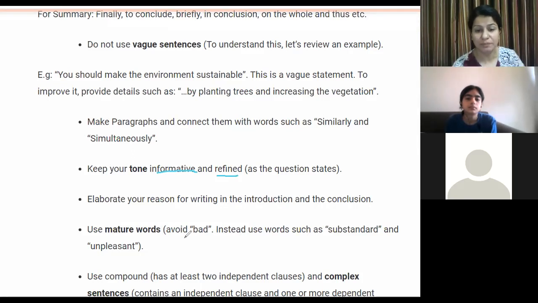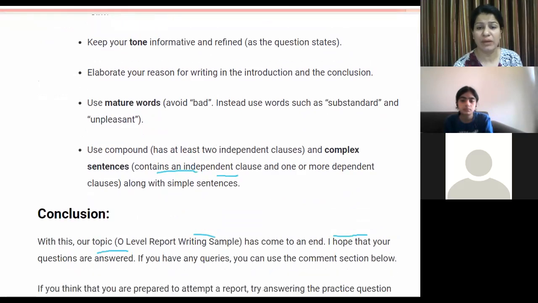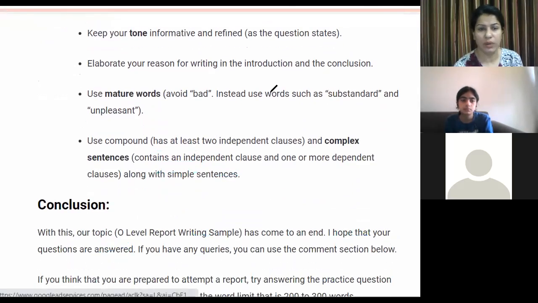Instead of using bad, avoid bad. Instead, use words such as substandard or unpleasant. You're grown-ups now. You've learned enough words. You have ample vocabulary on hand to use in your report. Remember, the use of good vocabulary helps you get good marks in your examination. Use compound sentences with at least two independent clauses, and complex sentences contain an independent clause and one or more dependent clauses, along with simple sentences.